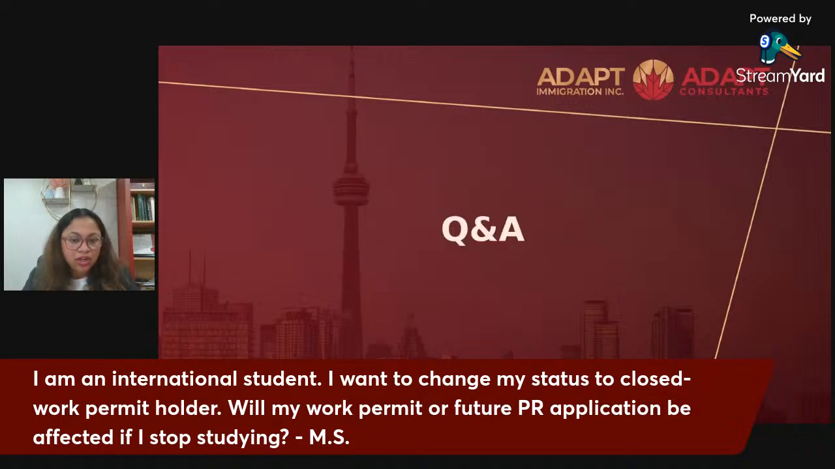I'm an international student. I want to change my status to closed work permit holder. Will my work permit or future PR application be affected if I stop studying? It's a good question, because a lot of people are in your boat. But I think I'm going to answer this with another question. Are you willing to give up your PGWP in order to go into a closed work permit?